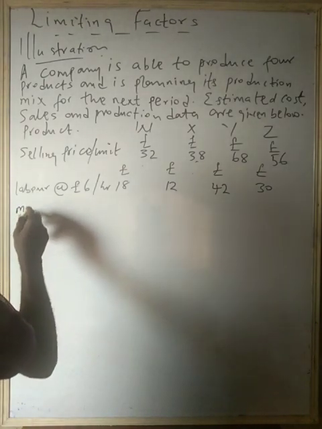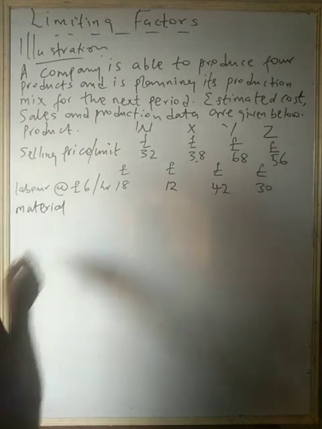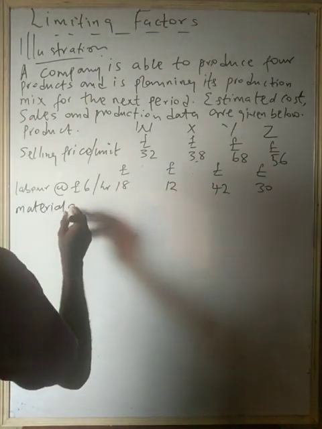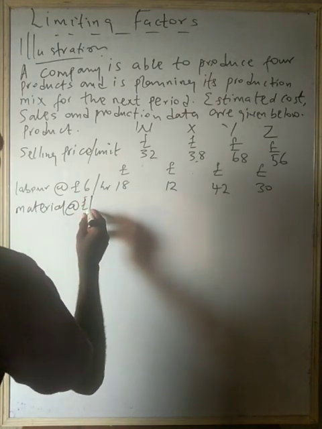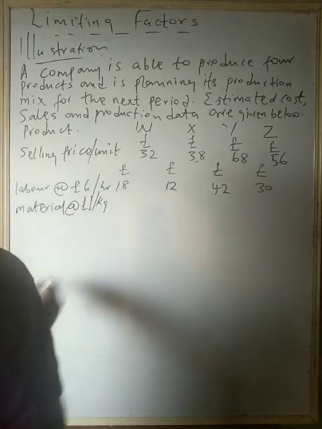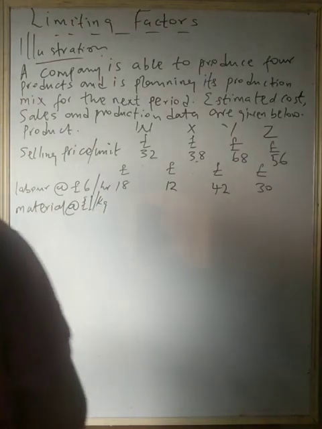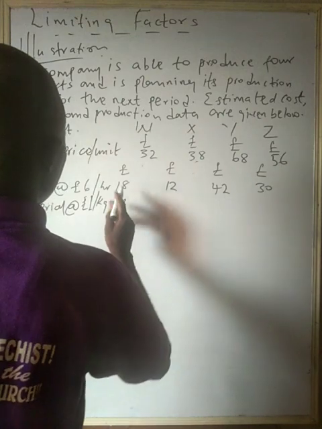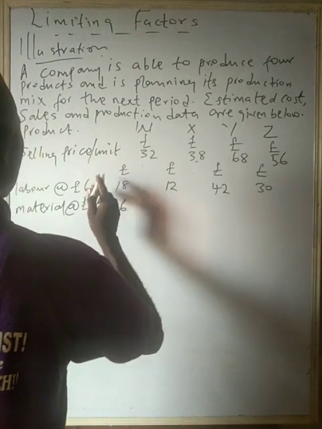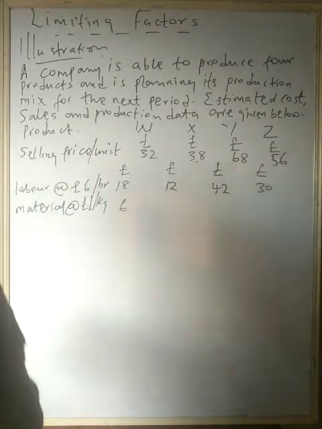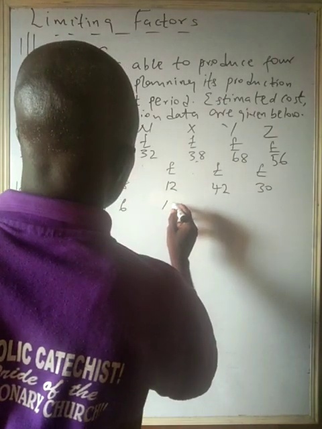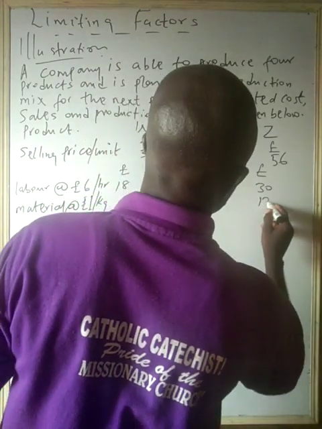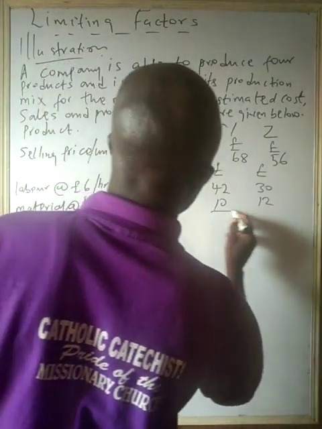Then you have material at £1 per kg: 6, 18, 10, 12. And these are your prime costs.